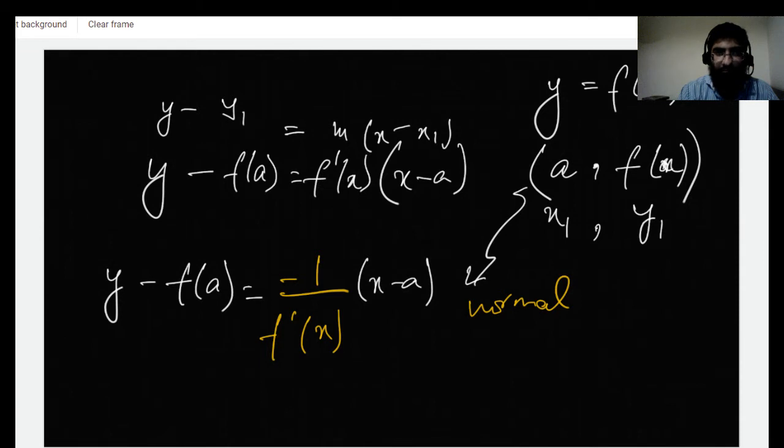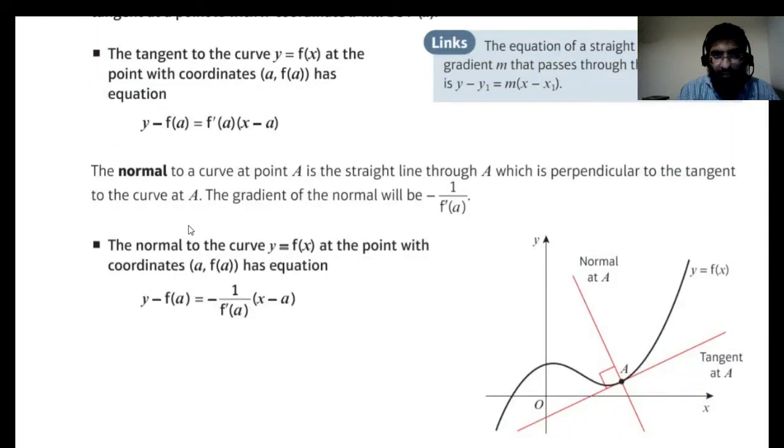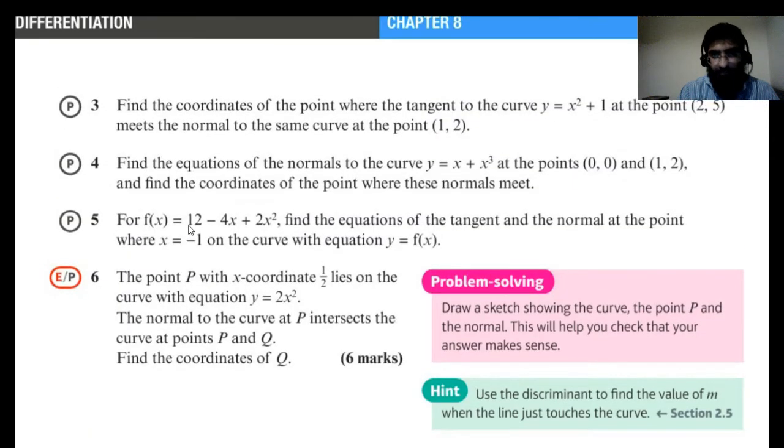Let's go to the main question, question 3. Find the coordinates of the point where the tangent to the curve at one point meets the normal to the same curve at another point.